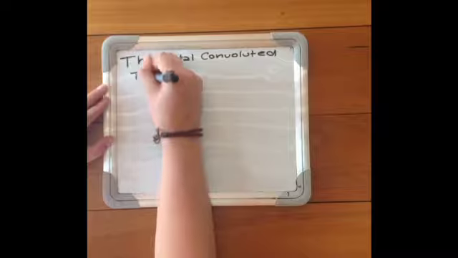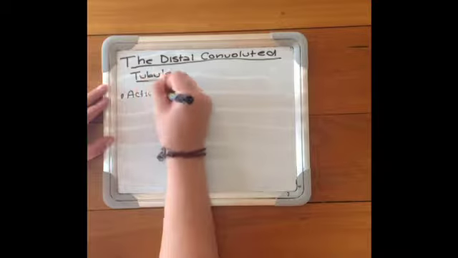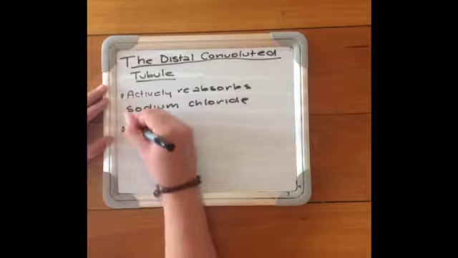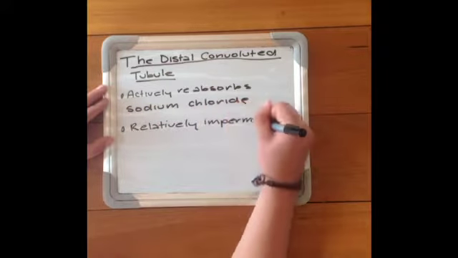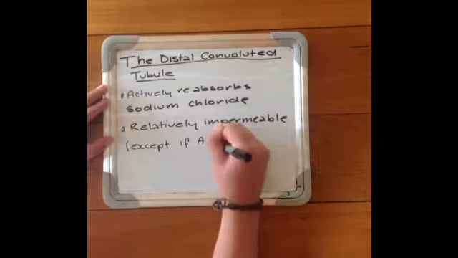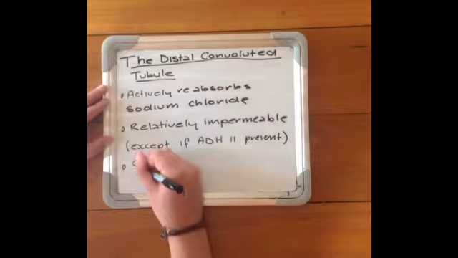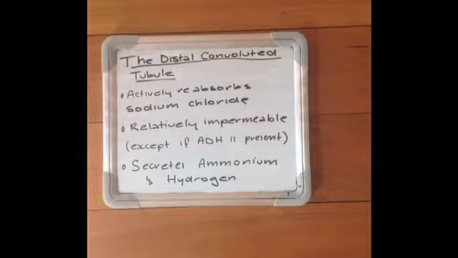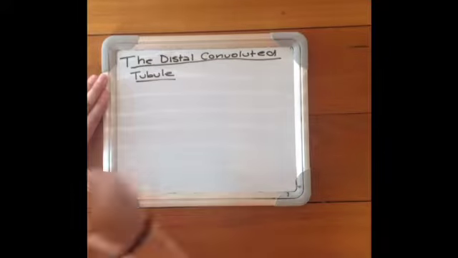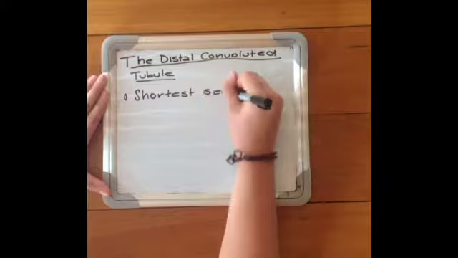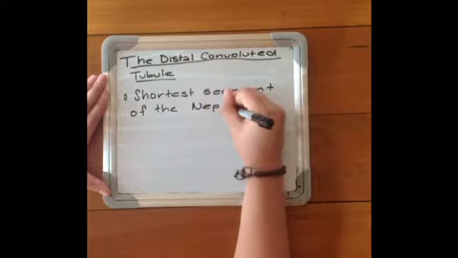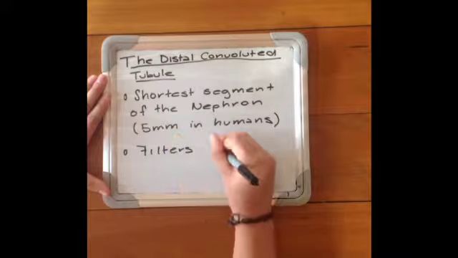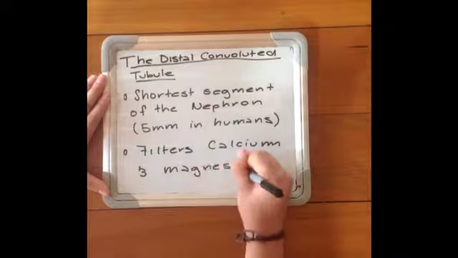The distal convoluted tubule actively reabsorbs sodium chloride. It is relatively impermeable to water, but in the presence of antidiuretic hormone, its permeability to water increases, making urine concentrated. It secretes ammonium and hydrogen ions. The distal convoluted tubule is the shortest segment of the nephron, spanning only about 5 mm in length in humans. However, it plays a critical role in a variety of homeostatic processes, including sodium chloride reabsorption, potassium secretion, and calcium and magnesium filtration.